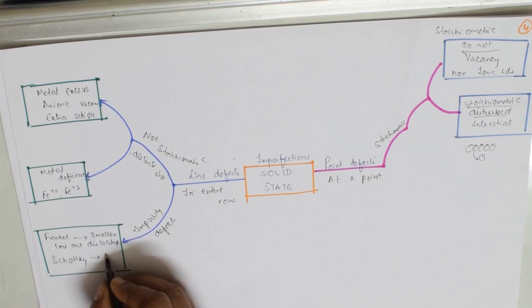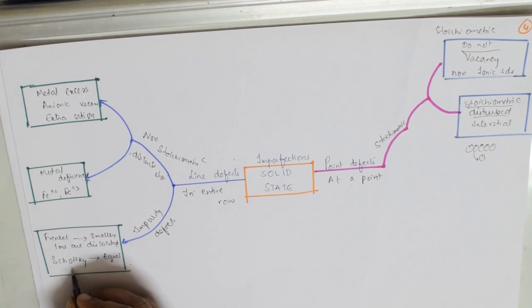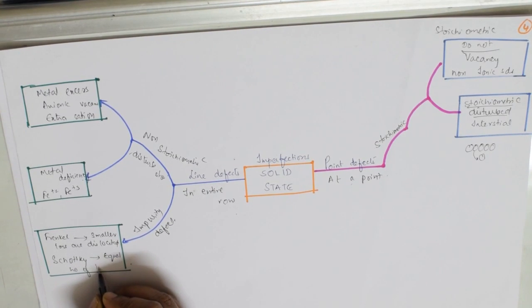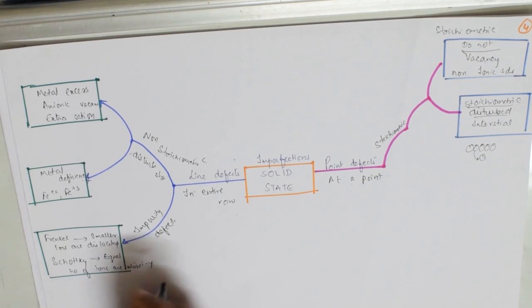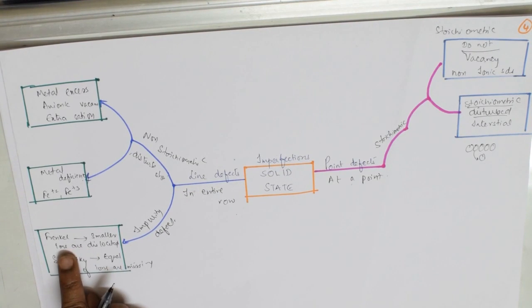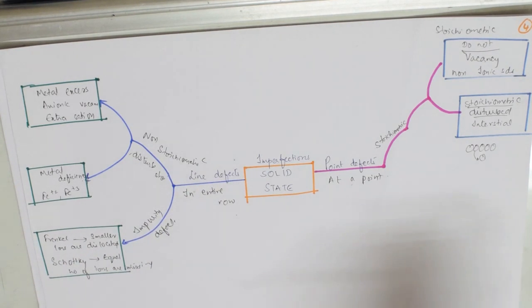In Schottky, what will happen? Equal number of ions are missing. Right, students? So in Frenkel defect, what is the example? Zinc sulfide, silver chloride is an example. In Schottky defect, as I said, equal number, both the cation and anion. Best example, sodium chloride. Potassium chloride is an example.